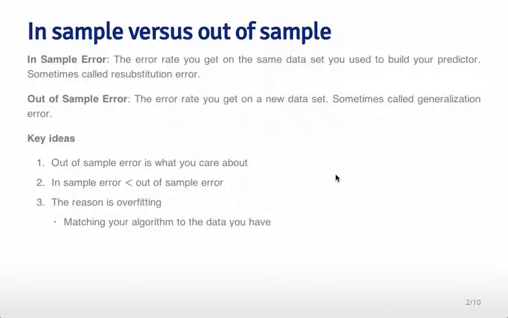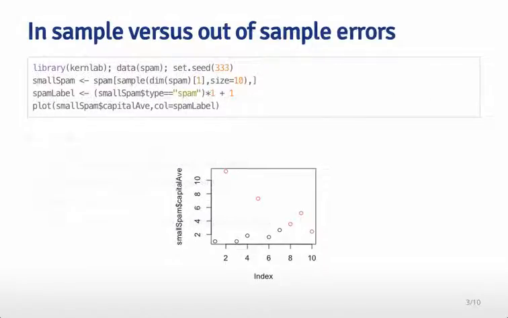And the reason is overfitting. Again, you're matching your algorithm to the data that you have in hand, and you're matching it a little bit too well. So sometimes you want to give up a little bit of accuracy in the sample that you have to be able to get accuracy on new data sets. In other words, when the noise is a little bit different, your algorithm will be robust. So just to show you a really simple example, I thought I'd show you in-sample versus out-of-sample errors with a kind of trivial example.